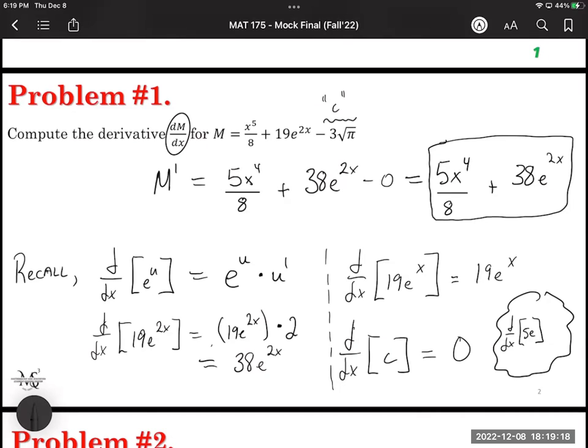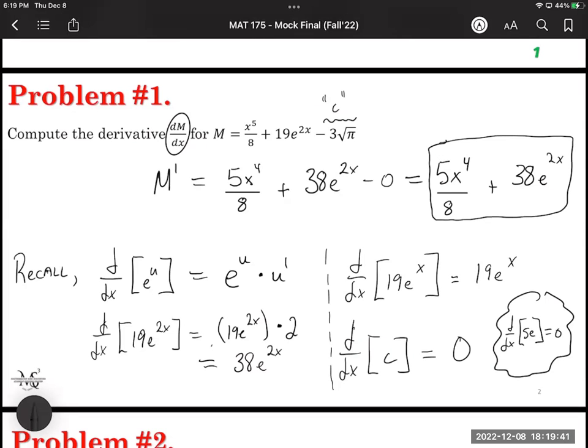Because it's a constant. That's right. There's no variable there. Essentially, e is a number, right? So if you take a number and you multiply by 5, still a number. So the derivative of 5e is just 0, okay? Derivative of 19e to the x is 19e to the x.